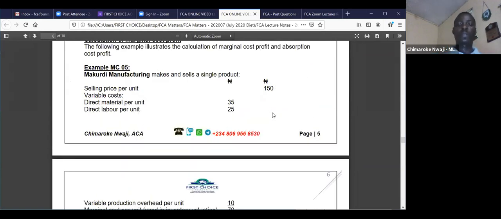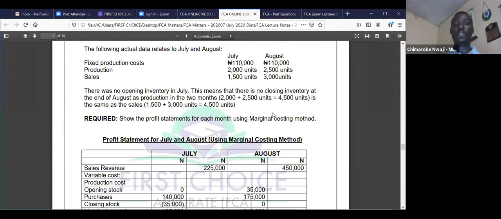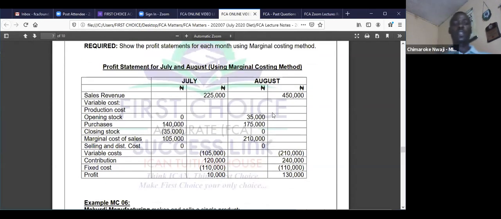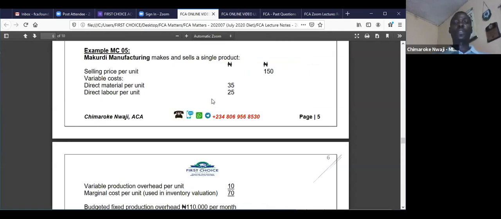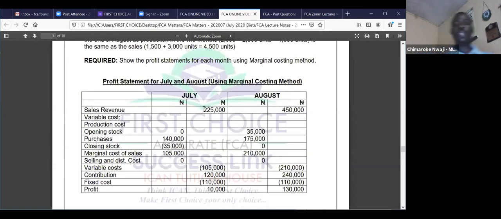Okay, so this is our solution. So we'll be comparing the question and the solution. Looking at the solution, how did we get our revenue of 225,000? This is what we did here.